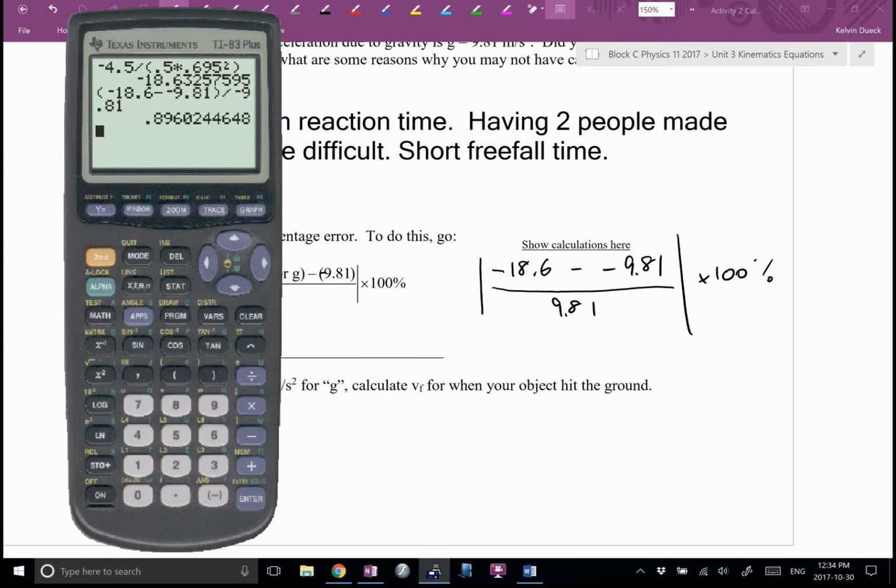I got a positive value here. If I'd gotten a negative value, I would ignore the negative, and then times 100 to make it a percent. I said you're going to have nearly 100% error. Was I right in my head? Pretty close. 89.6%.